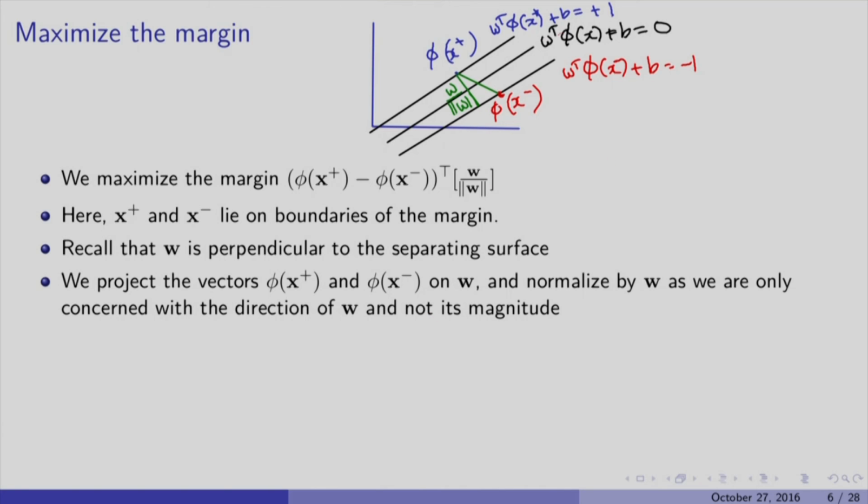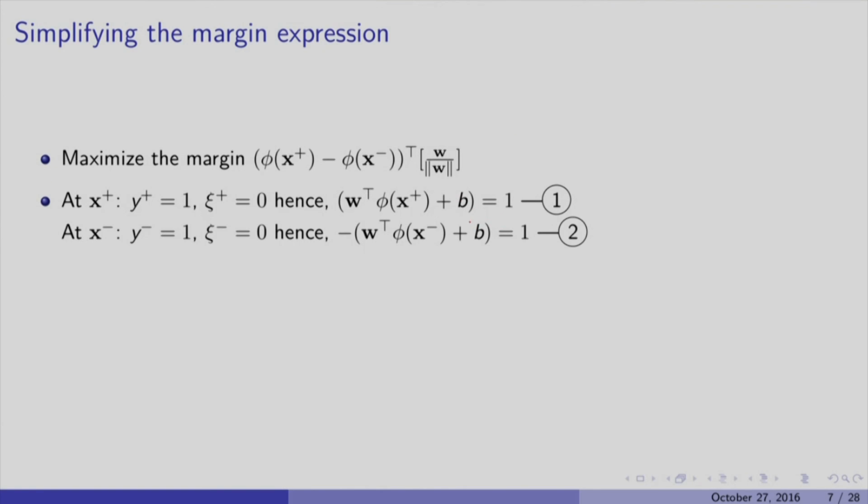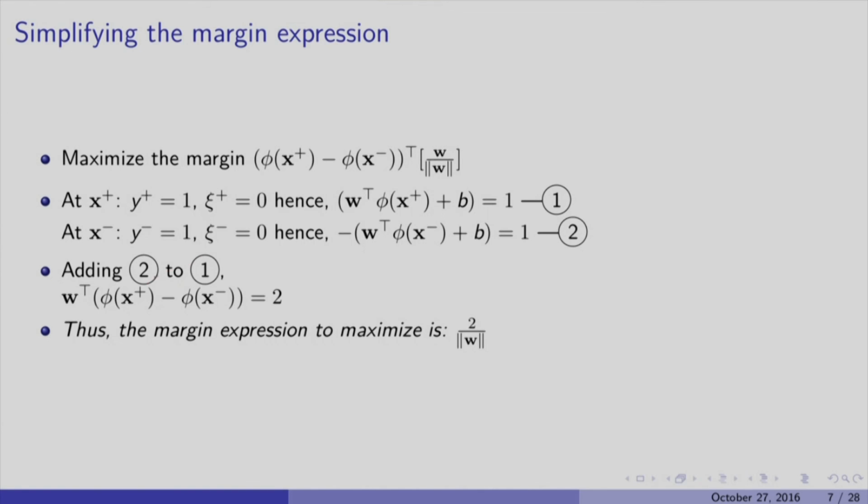So we could actually put together these two equations, the one in blue and the one in red, and simplify this dot product. Now if you were to add 1 and 2, you would find that you are able to simplify the margin expression. You get W transpose (phi x plus minus phi x minus), this dot product, equals 2, the b actually gets cancelled out, and the margin expression thus simplifies to 2 divided by norm W. So we want to maximize 2 divided by norm W.